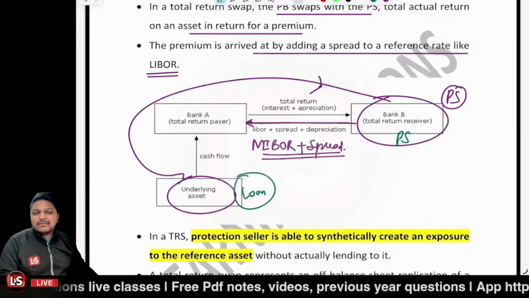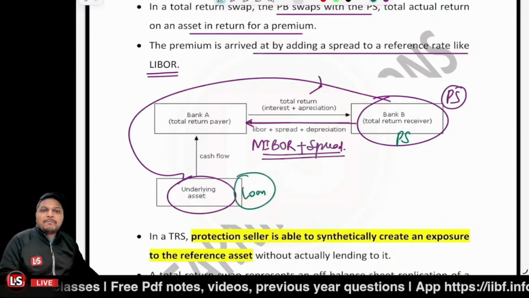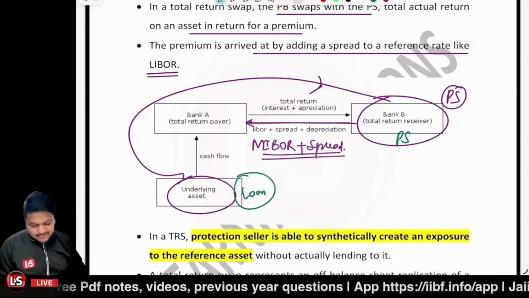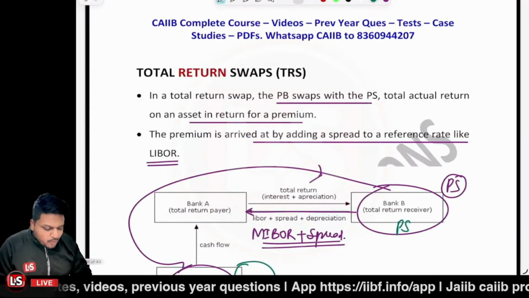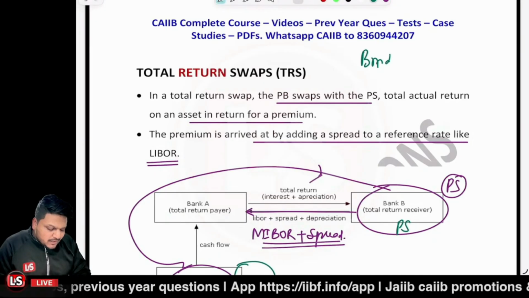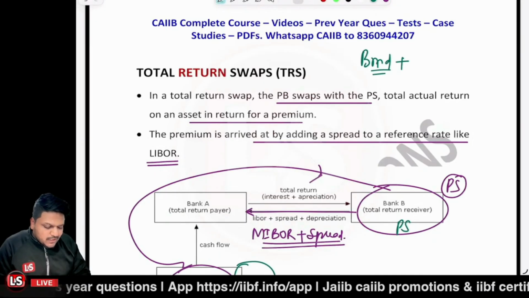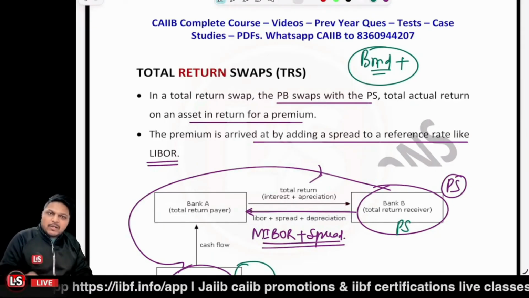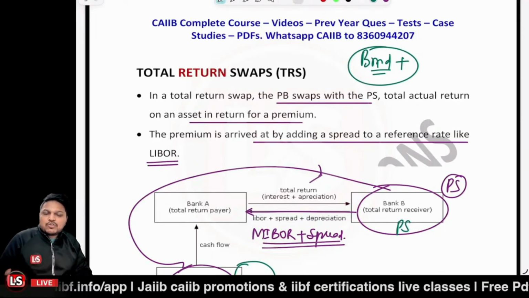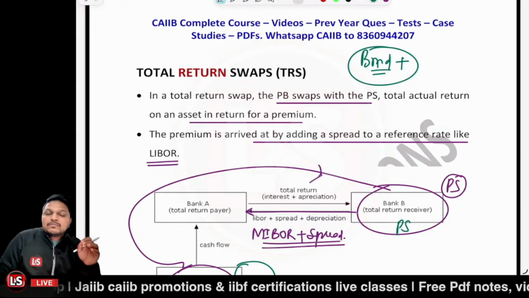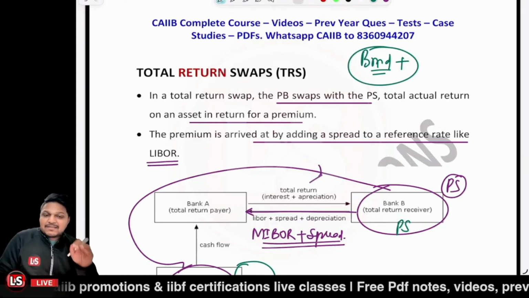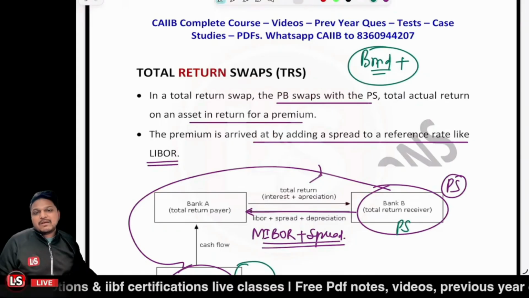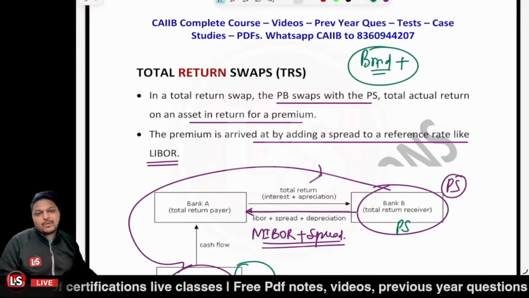It is basically representing the off balance sheet replication of the financial asset. Now in the case of the bond, you get a total return. That total return is being paid by the protection seller to the protection buyer, and in return a total synthetic exposure is created over the asset, right? That's the scenario related to the total return swap. I hope that you must have understood the concept related to it.